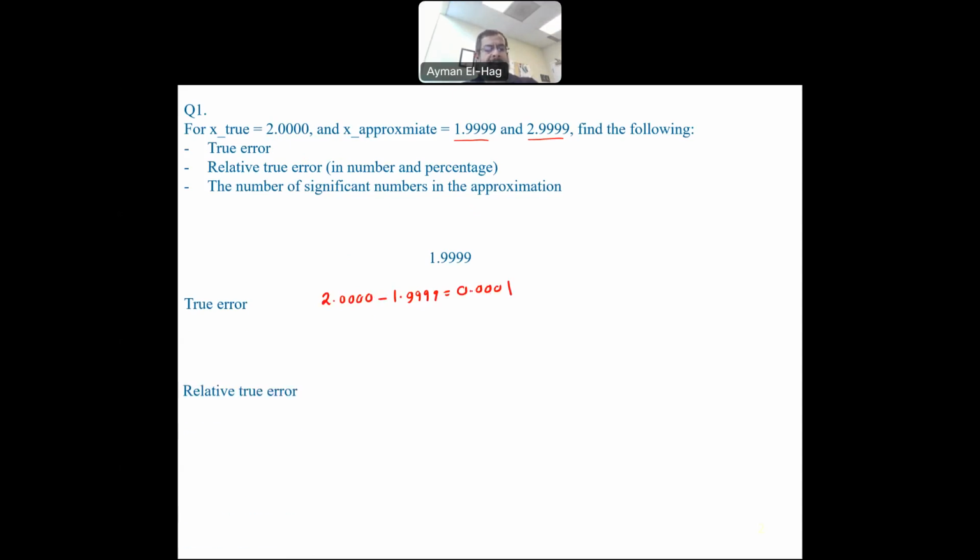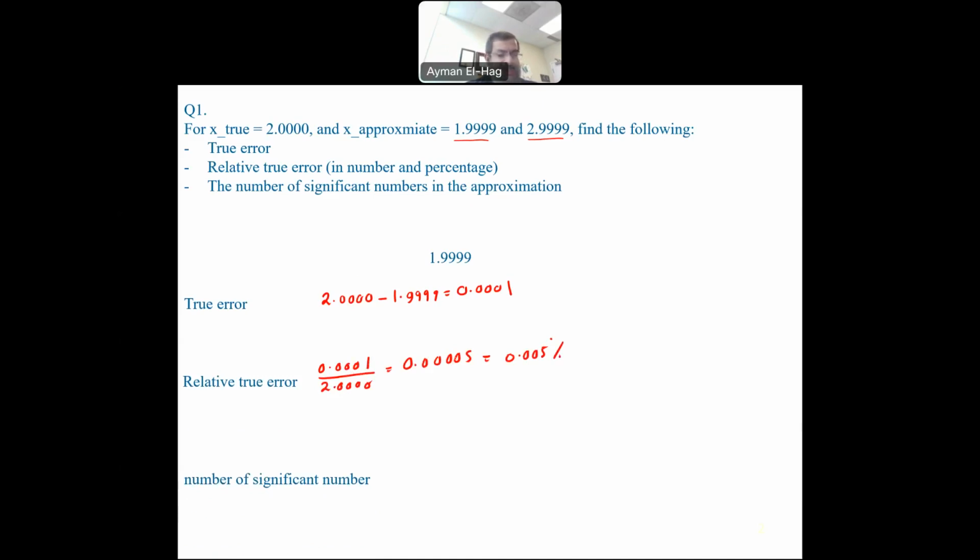To find the relative true error, you take the true error, the 0.0001, divided by the true number, which is the 2.0000, and you will get 0.00005 or 0.005%. Finally, we want to find the significant digits, okay?